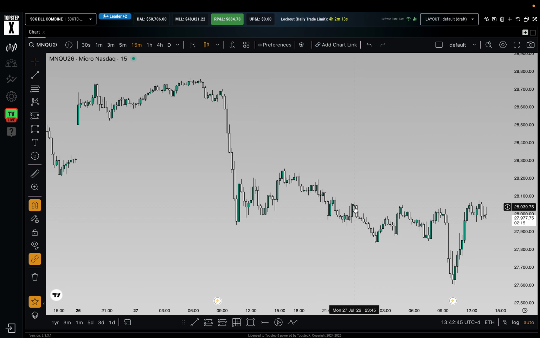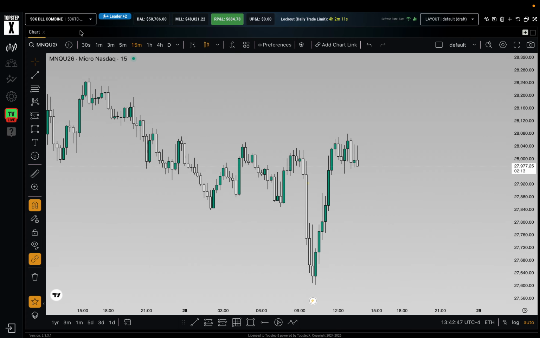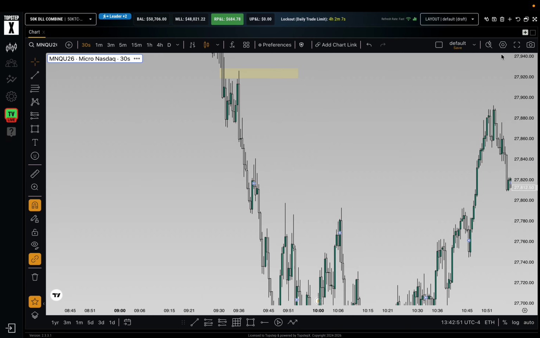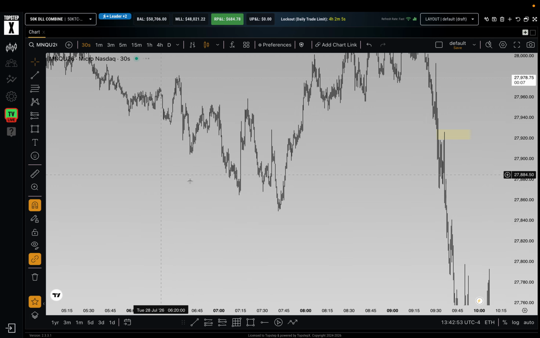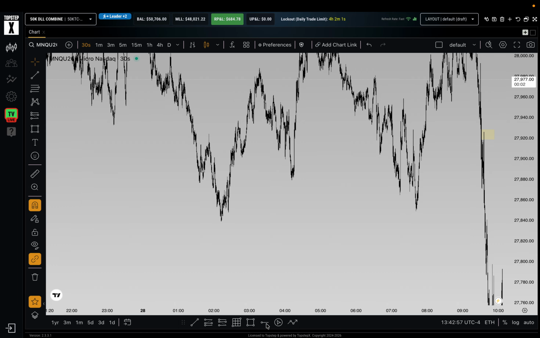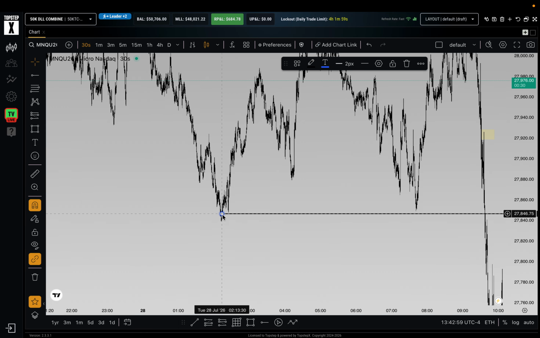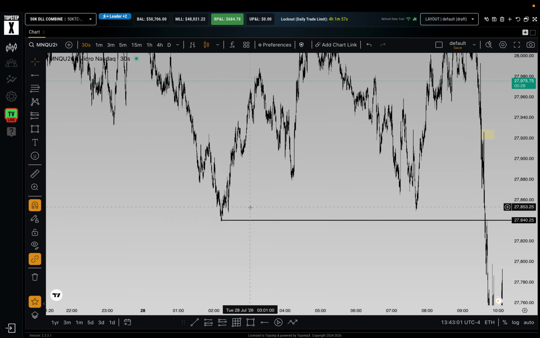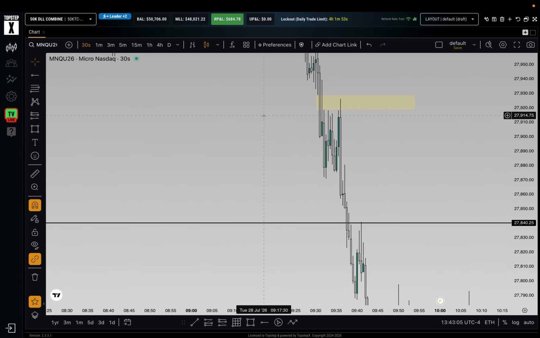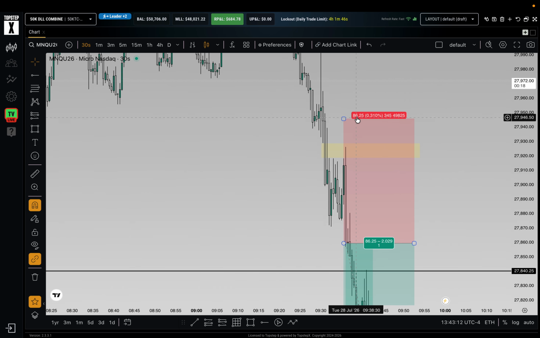Here comes the 30 second. Over here. So, as I was saying, we had this over here. This was a quick scalp, by the way. I didn't risk much on it. My entry was over here. My stop was over here.